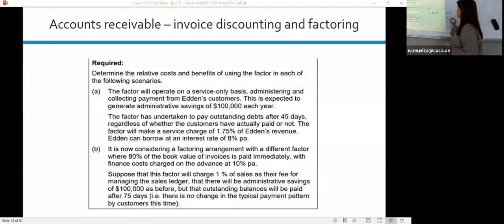264,000. How did you calculate it? 80% of 3.3 million. Of 3.3 book value, yes. Into 10%. Very good. So how much did you get? 264,000. Very good.